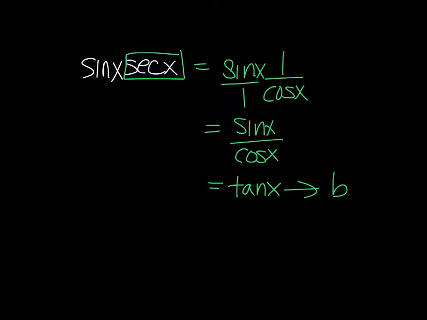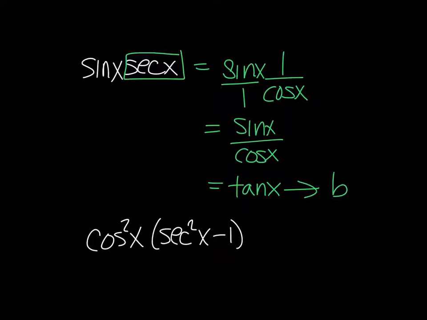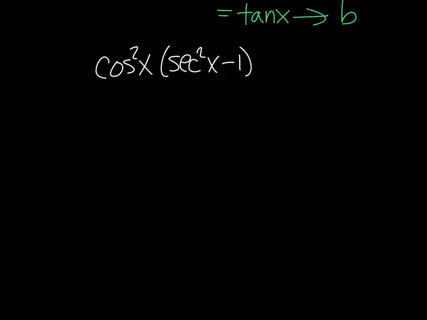No way. Okay, 22, it says cosine squared times secant squared x minus 1. Now, as soon as you start seeing squareds, you should look at the Pythagorean identities and see what you've got.